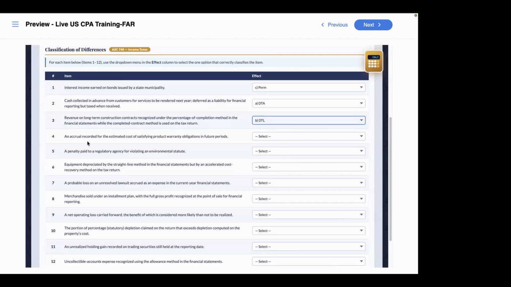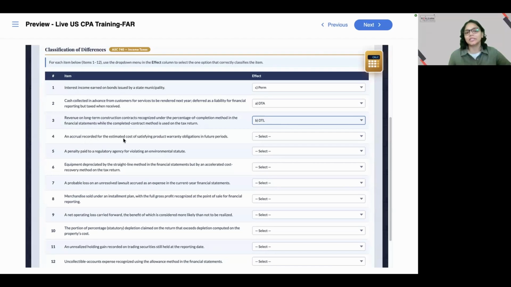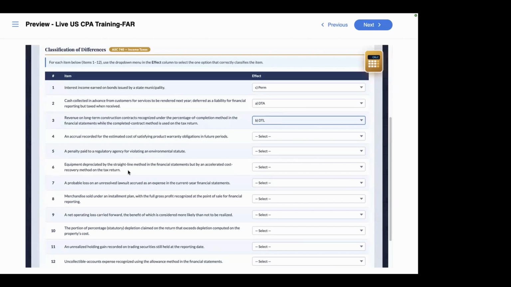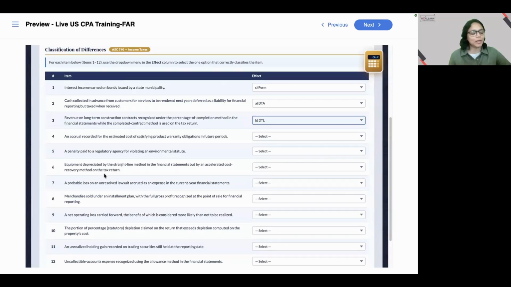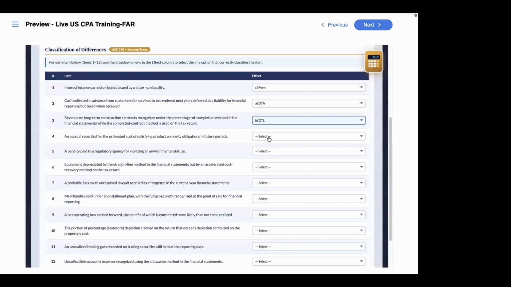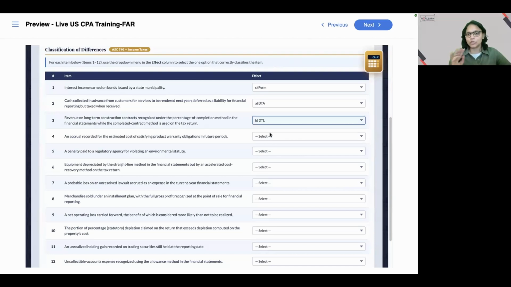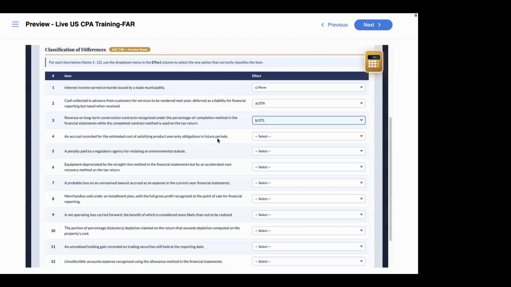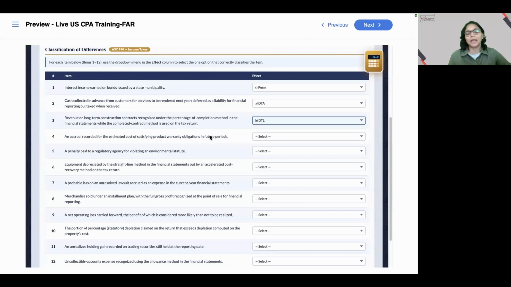Renzi. An accrual recorded for the estimated cost of satisfying a product warranty obligation in future periods. It's DTA. Explain how. Because the expense was recognized on the books now, but the warranty is not tax deductible until the warranty costs are paid. So accounting income, tax income, just tell me the relationship between the two. I think my accounting income is more. If the accounting income is more, it will create a DTL. But is the accounting income more? Think.